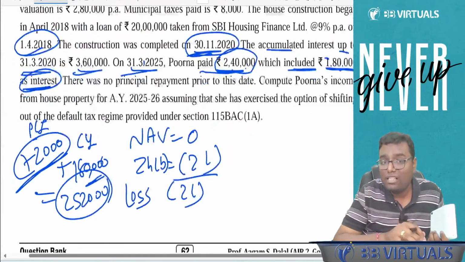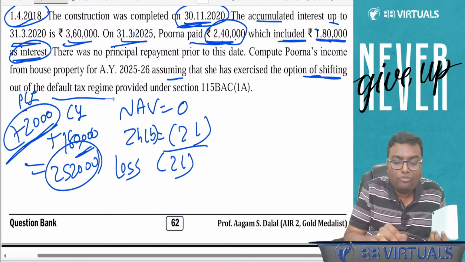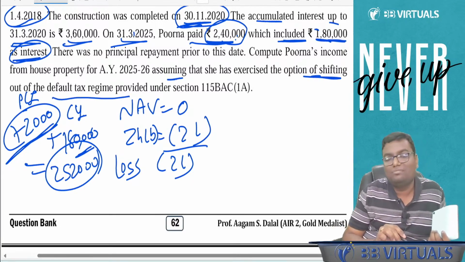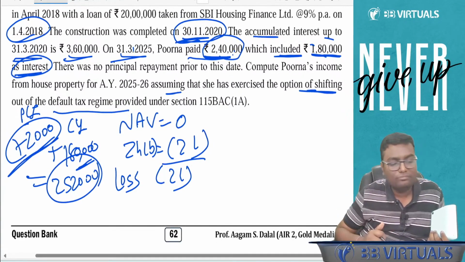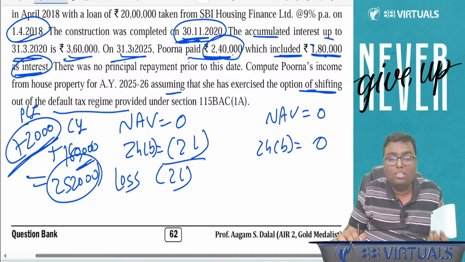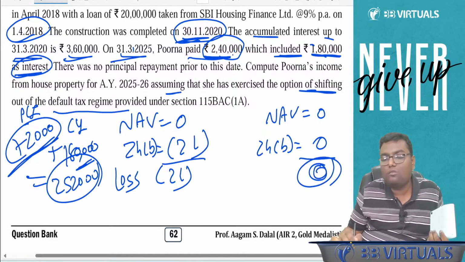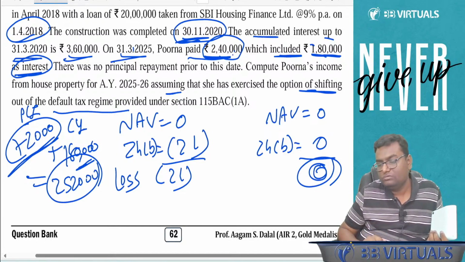But why have I done all this, you know? Because the assessee has opted out of the default tax regime, that is, the old regime. What if they would have said the assessee has followed the default tax regime? Can I say then NAV is 0 and 24 clause B is also 0? Because if you follow 115BAC, in case of SOP, deduction is not allowed. And hence my income from house property will also become 0 under 115BAC. Are you understanding up to now?